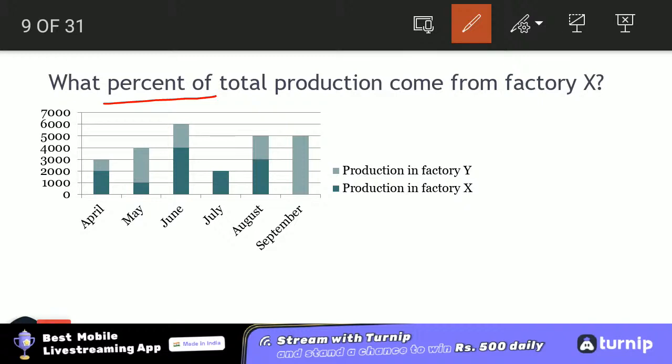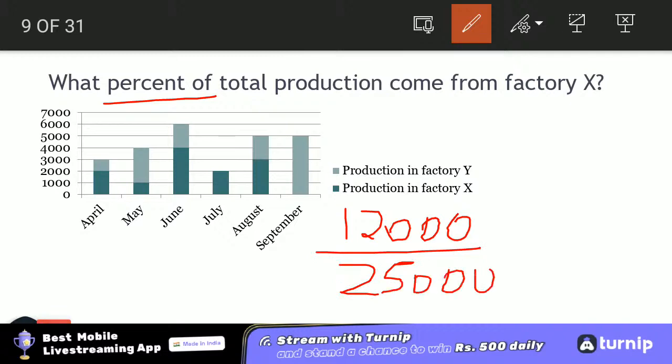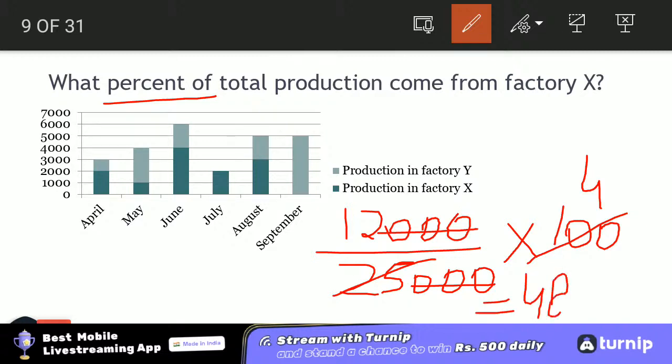We have calculated. It was coming 12,000 upon total production. Total production was what? 25,000. And for percentage, we multiply it by 100. So if we will cut 3 zeros by 3 and 25 by 4, it's 12 fours are 48%. So if I'll talk about what is the percent of total production coming from factory X, it is 48%. I hope I am clear with the statement. How we have calculated the percentage.